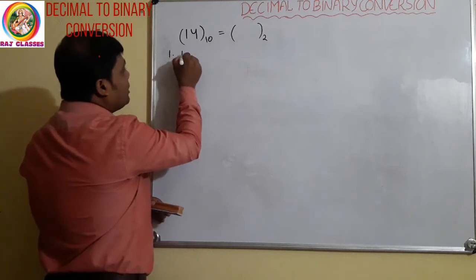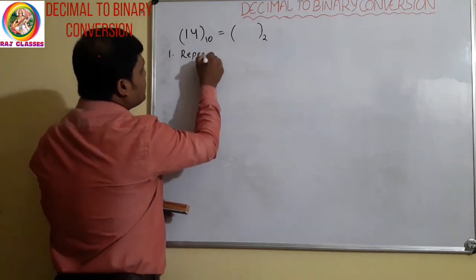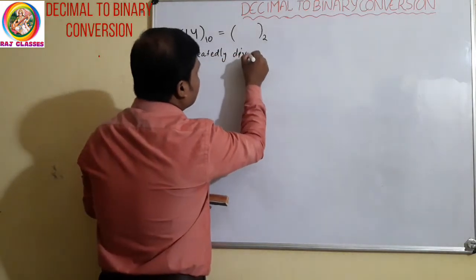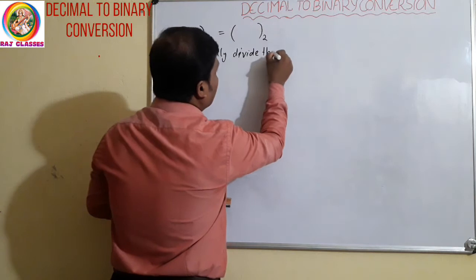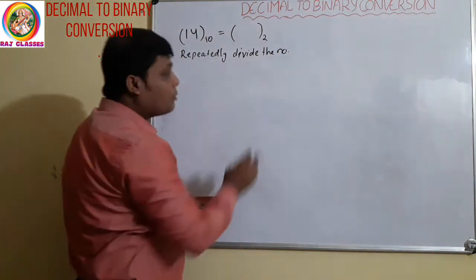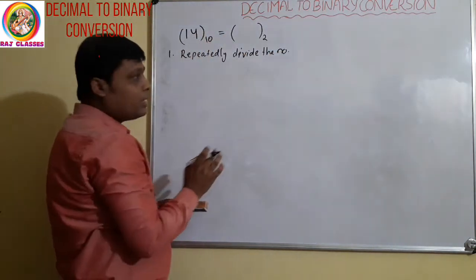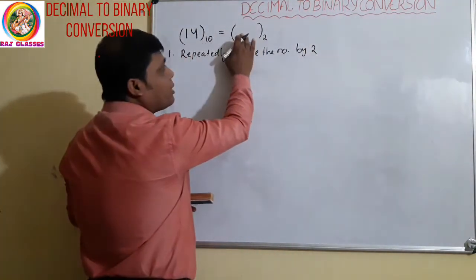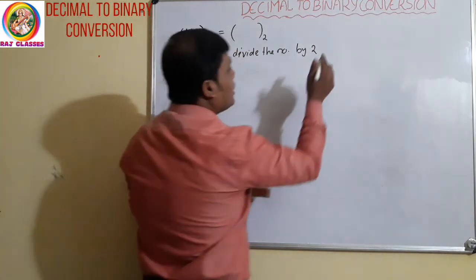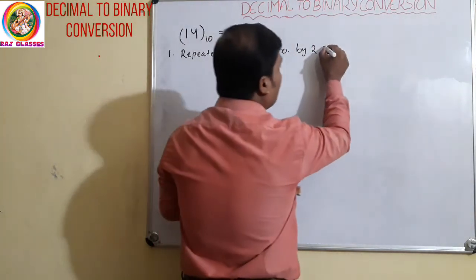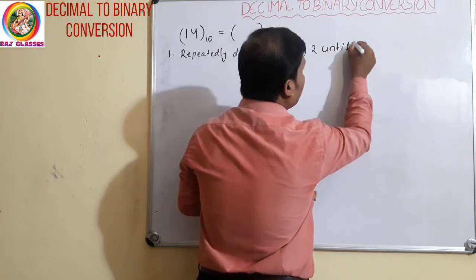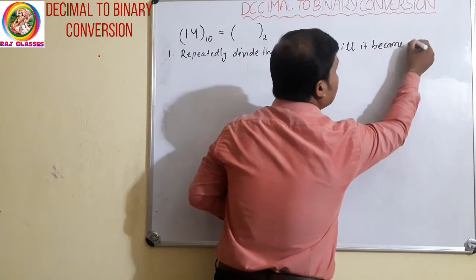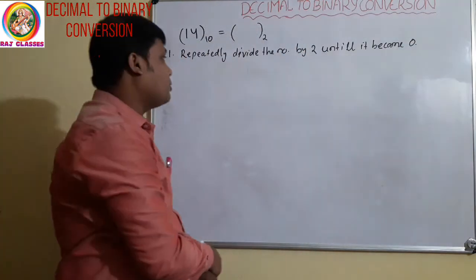First, repeatedly divide the number. Number means your decimal number, by 2. Why by 2? Because we are converting decimal to binary, and binary is base 2. Until it becomes 0.